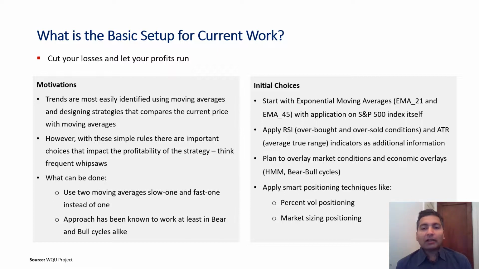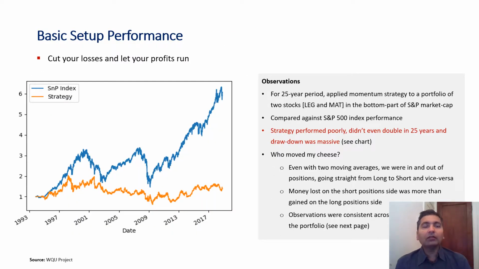We plan to overlay market conditions and apply some positioning techniques like percent vol positioning or market size positioning. Now, how did the basic performance look? The blue line is basically the buy and hold long S&P index strategy since 1993, and the red line and the orange line is the strategy. Now, for this 25-year period, for a strategy which was based on two stocks, this strategy was performing particularly poorly.